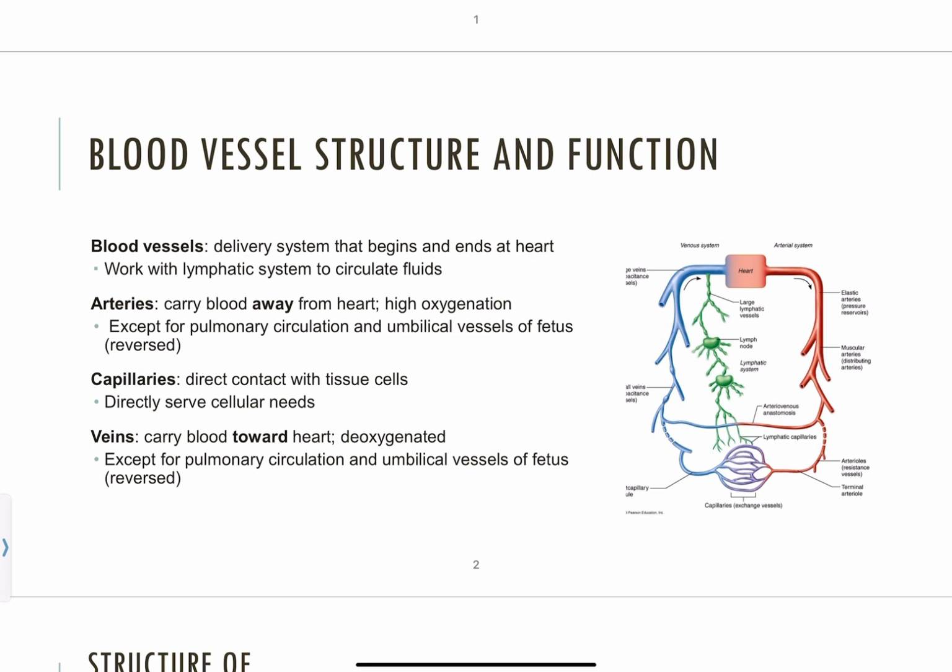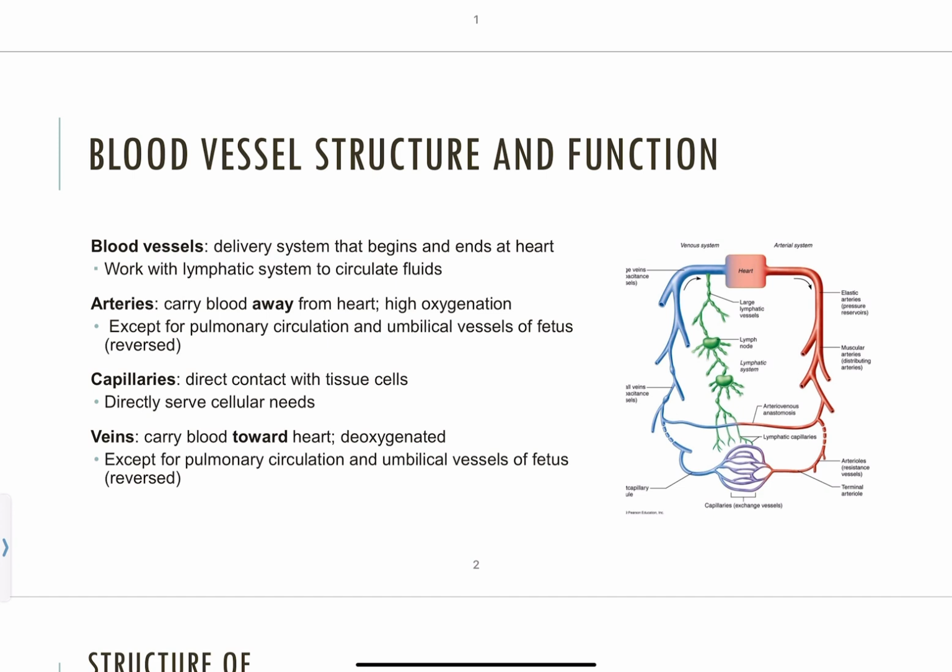We also have our veins, whose true definition is that they are carrying blood back toward the heart. If we're in systemic circulation, they're going to be carrying oxygen-poor blood. And we have the same pulmonary and fetal exceptions applying here, where that oxygenated pattern is going to be reversed.